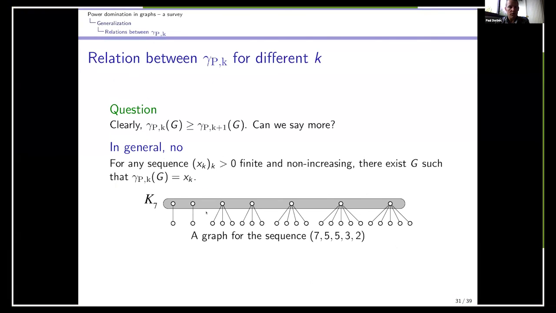It's quite funny also because what is clear is that if you increase the propagation power, if you increase the k, you decrease the power domination number. But for any sequence of values, for example 7, 5, 5, 3, 2, you can find a graph where the domination number is 7, the power domination number is 5, the 2-power domination number is 5, the 3-power domination number is 3, and so on. You just have to plug the right number of leaves on the vertices.